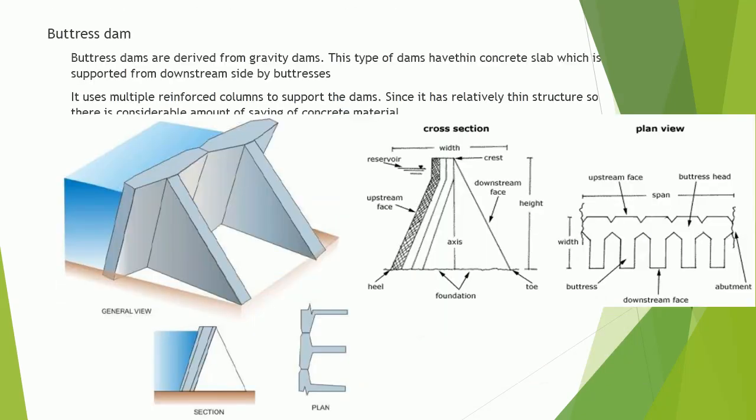Next type of dam based on structural behavior is buttress dam. Buttress dams are derived from gravity dams. This type of dam has a thin concrete slab which is supported from the downstream side by buttresses. It uses multiple reinforced columns to support the dam. Since it has a relatively thin structure, there is a considerable amount of saving of concrete material.